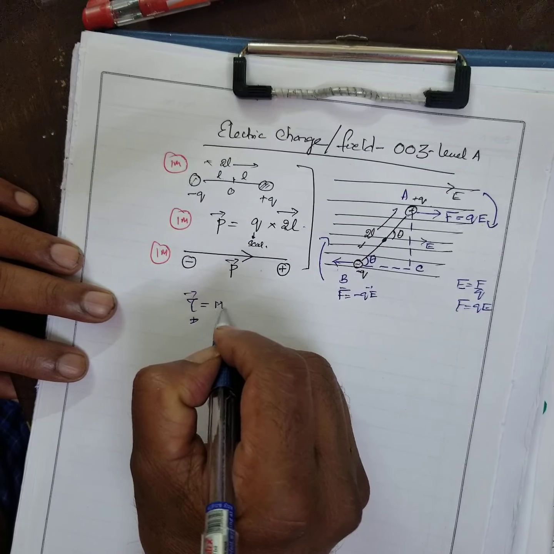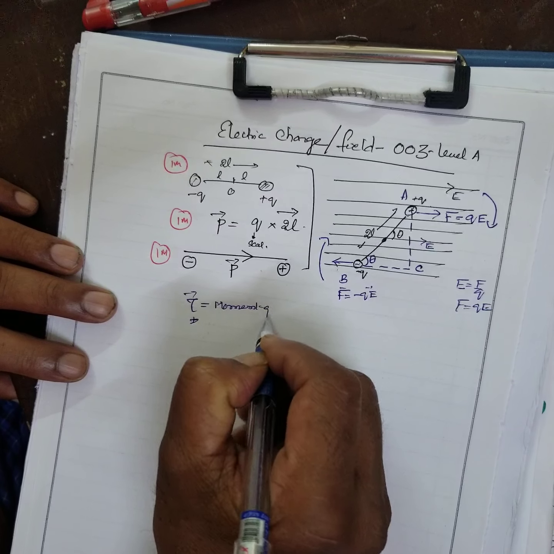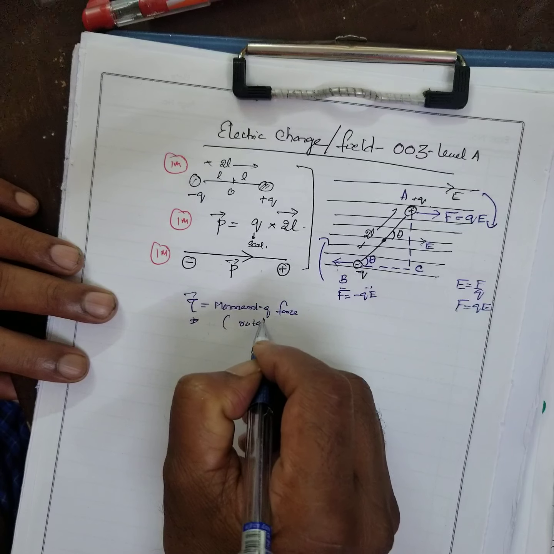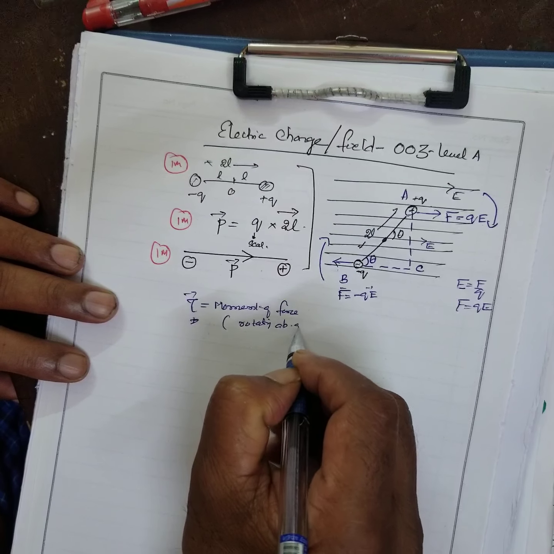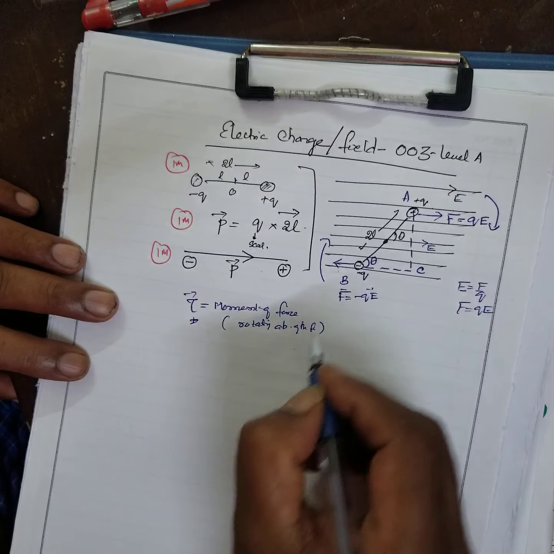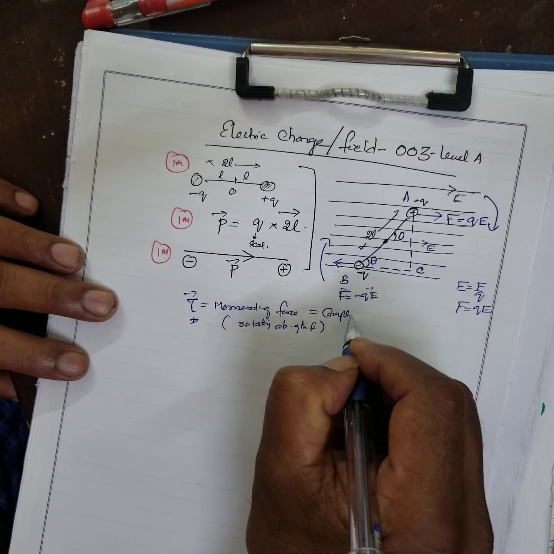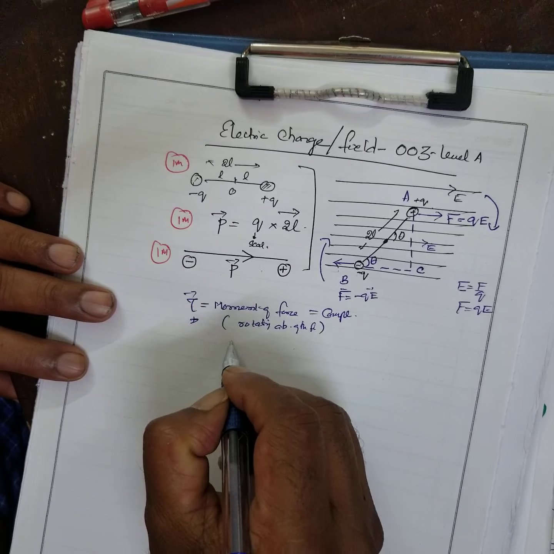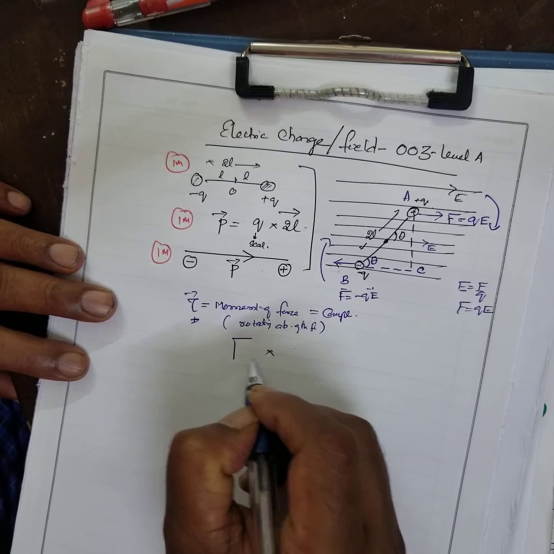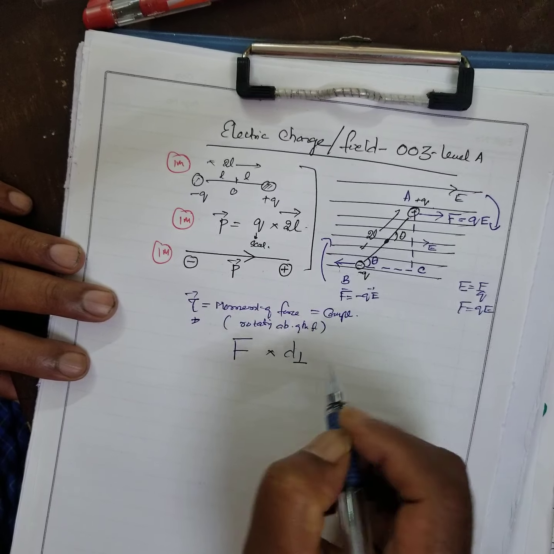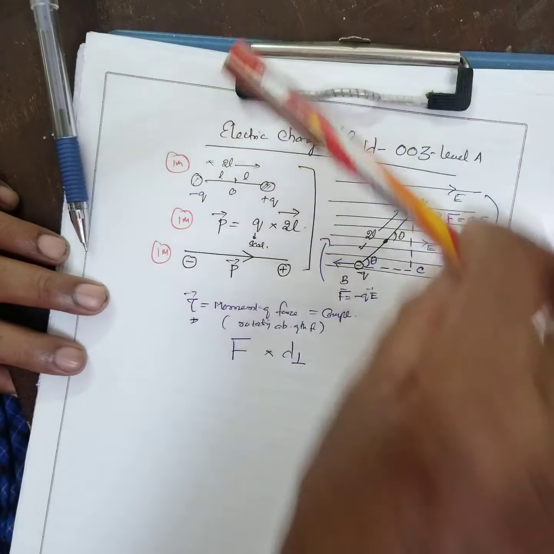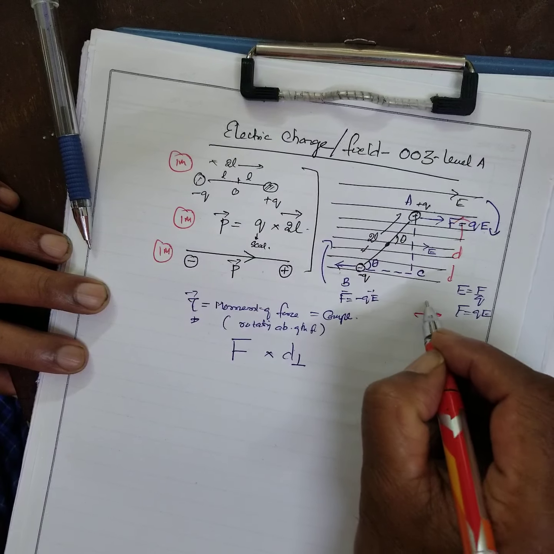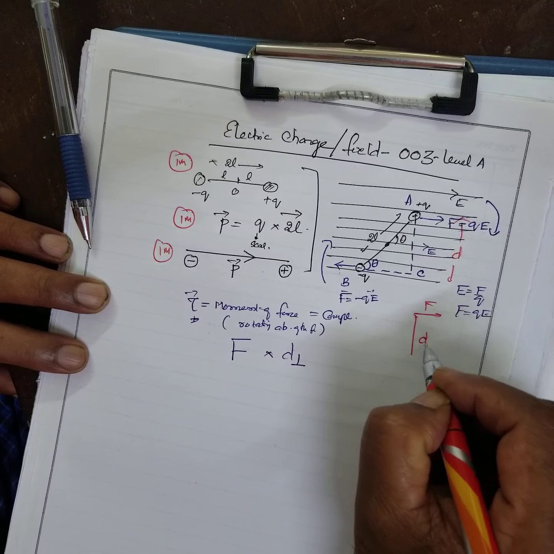This is also called the moment of a force. Moment of a force means the rotating ability of the force. It is also called the couple acting on the dipole. The couple is measured by what? The product of force into perpendicular distance. What is the perpendicular distance in this case? This is the perpendicular distance.